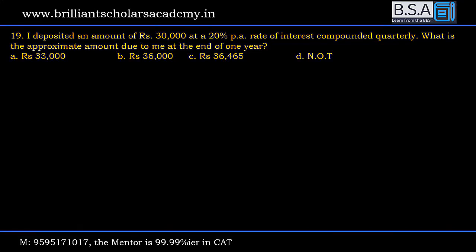Just an application of breaking down a larger scheme into smaller parts. We are saying 20% was being charged for a year, per annum. What am I applying? I'm applying compounded quarterly. Quarterly means 1/4 of a year. So what is 1/4 of 20%? 1/4 of 20% is 5%. So 5% interest is charged for every quarter. So 5% interest will be charged 4 times.